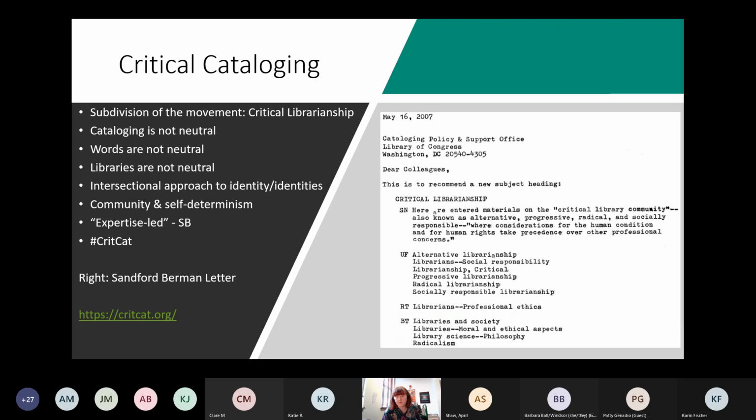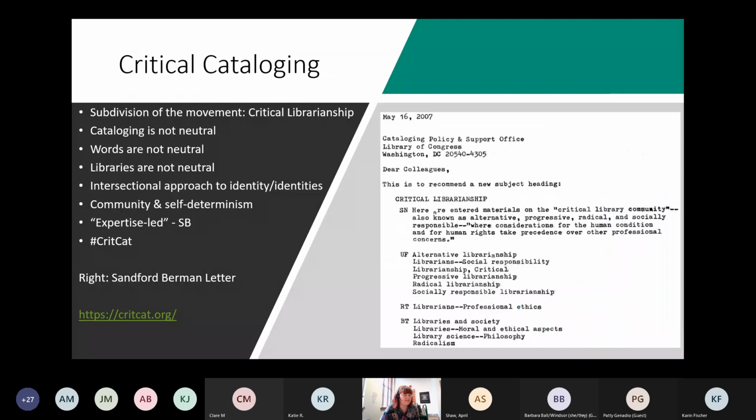It's important that we say that it's not neutral, that words are not neutral, libraries are not neutral. They have been focused on an intersectional approach to identity and identities and incorporating the community and self-determinism, that kind of bias for us. And expertise-led is what Sanford Berman was really trying to get at, is that it comes down to expertise, lived experience to make decisions and really hold authority when it comes to controlled vocabularies. On social media, you'll often see the hashtag CritCat. That is a way to follow along different conversations.